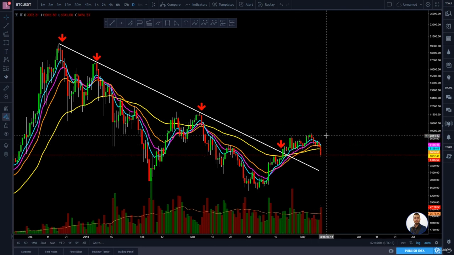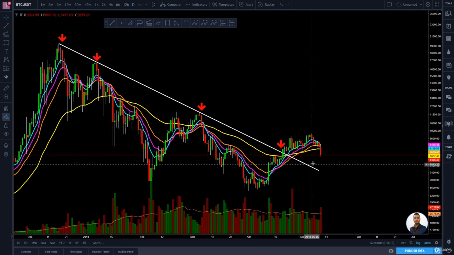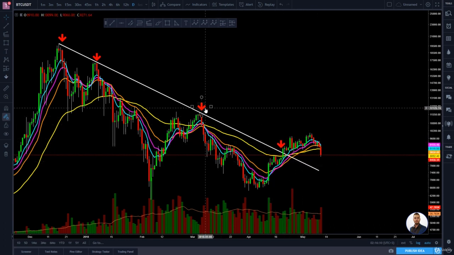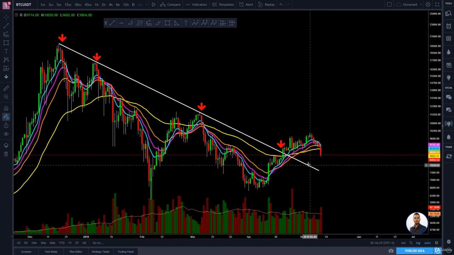As in the previous example, when we break a resistance, it now becomes a support, and right here, because we managed to break out of it with high volume and conviction, this strong resistance from up here now becomes a very strong support area.